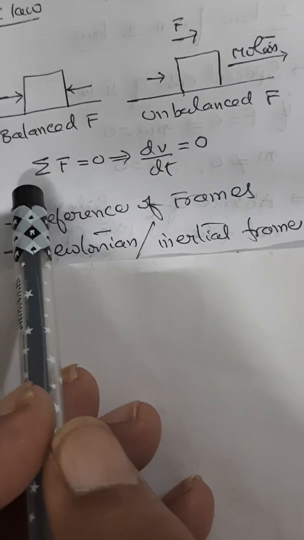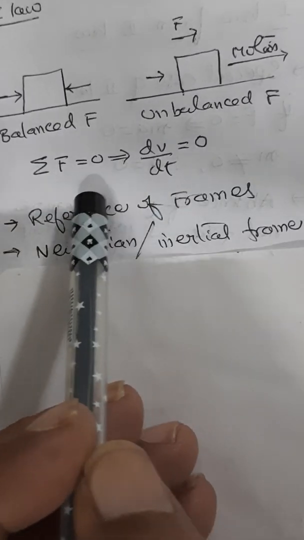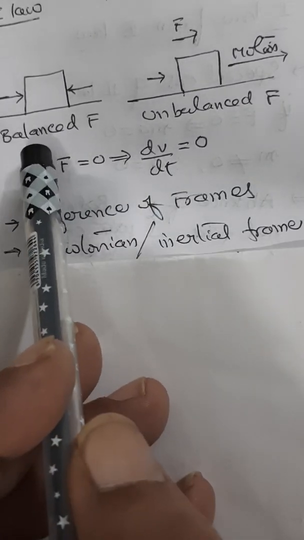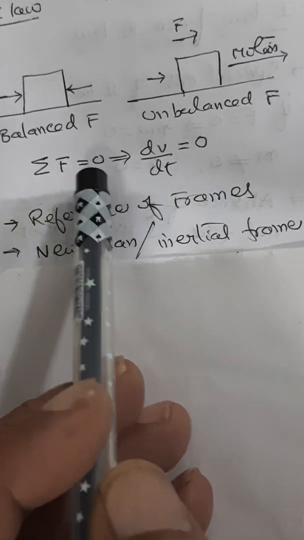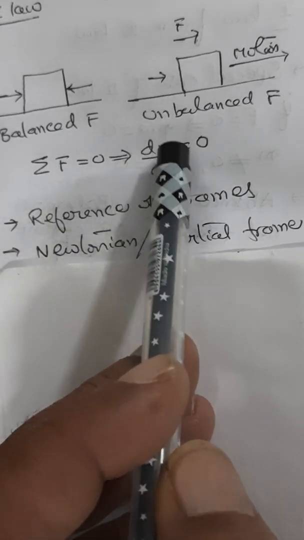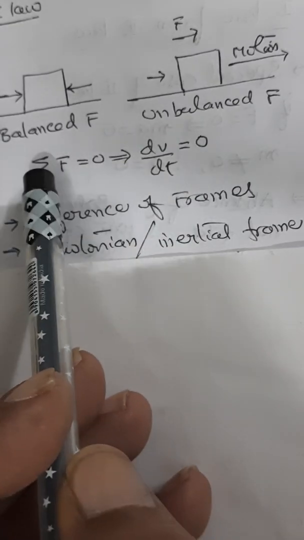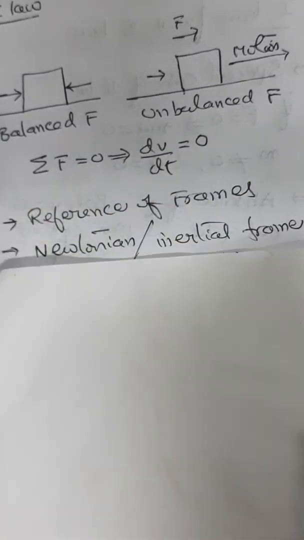So therefore, from this we can state that if the resultant force, that is the vector sum of all the forces acting on the object is 0, then the velocity of the object is constant. This is how you can interpret Newton's first law.